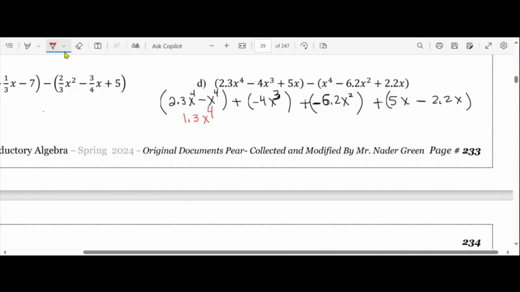What's next? Negative 4x cubed. Is this clear? Yeah, the next one. Negative 6.2x square. Next. Plus 3.8. 3.8 or 2.8? 2.8 or 3? 2.8x. If you understand, raise your hand.